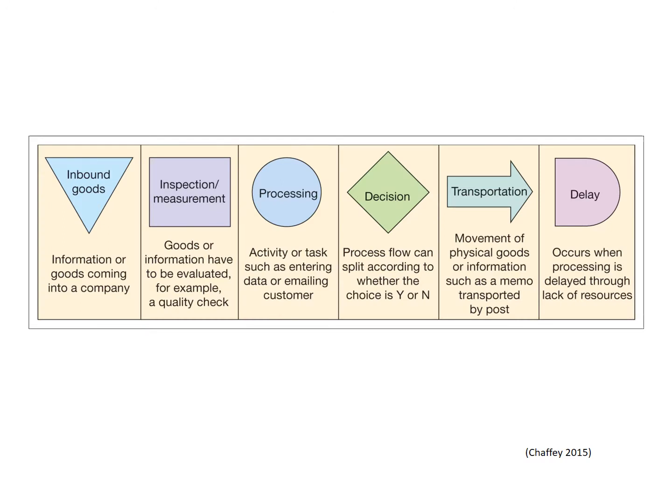Here we can see a process, for instance, for inbound goods, and here we've got informational goods coming into a company. Then we've got the inspection, measurement: the goods or information have to be evaluated, for example, a quality check. Then we have to process it. Here's an activity or task such as entering data or emailing the customers. The decision: the process flow can be split according to whether the choice is a yes or no. Transportation is the movement of physical goods or information, such as a memo transported by post. And then you have the delay, which occurs when processing is delayed through a lack of resources.